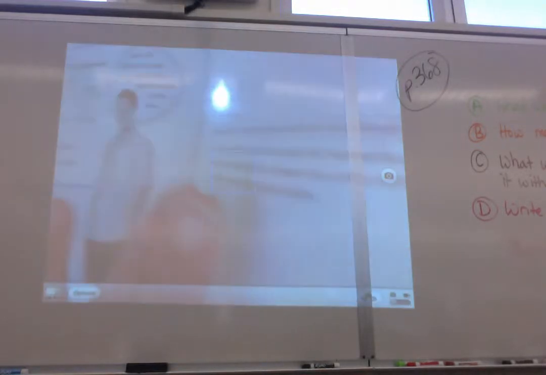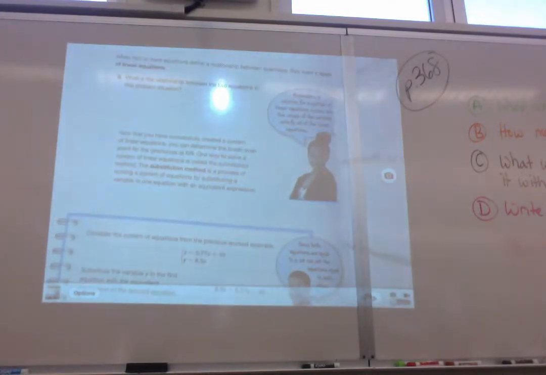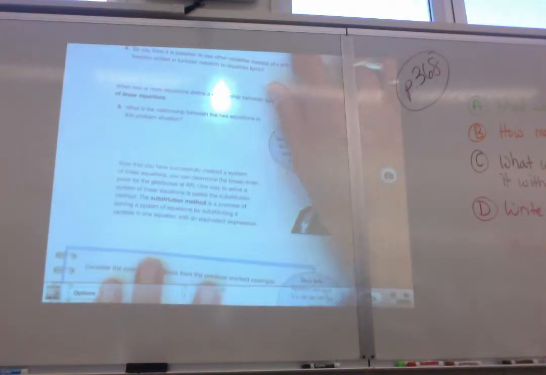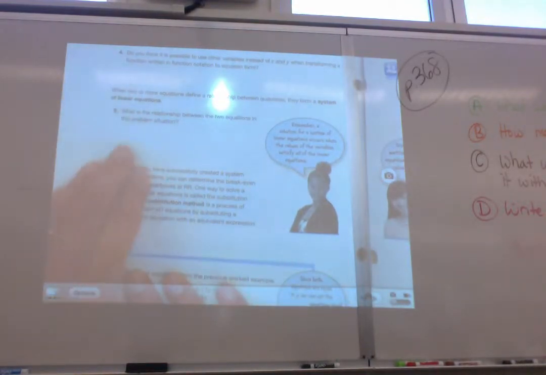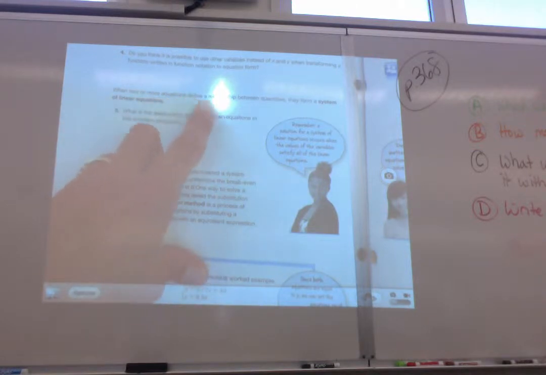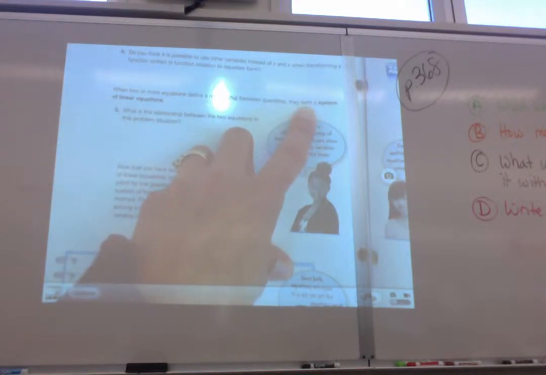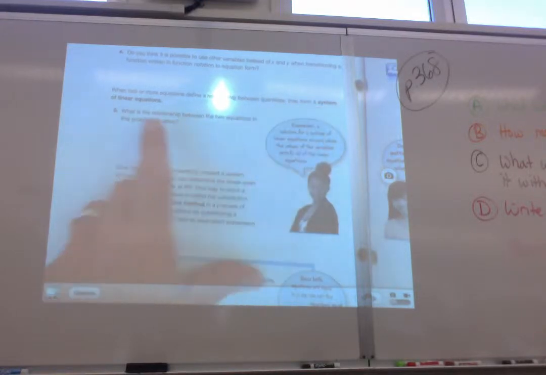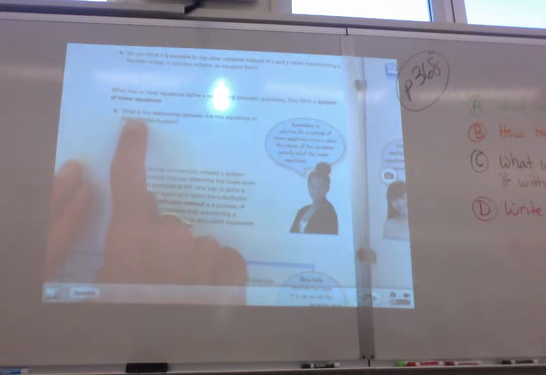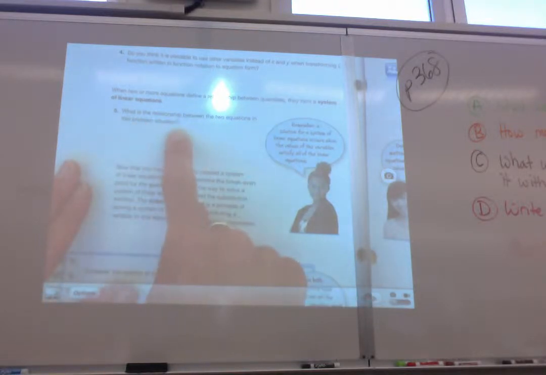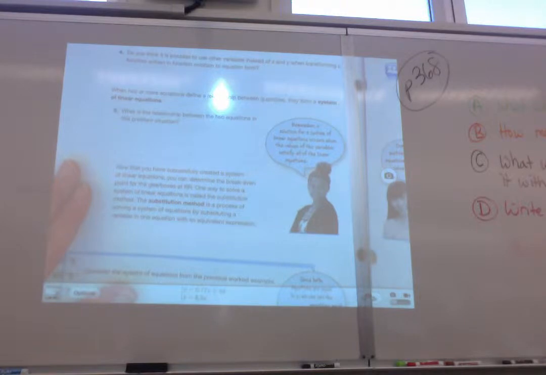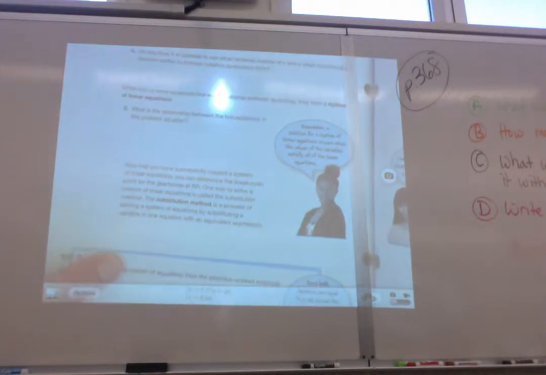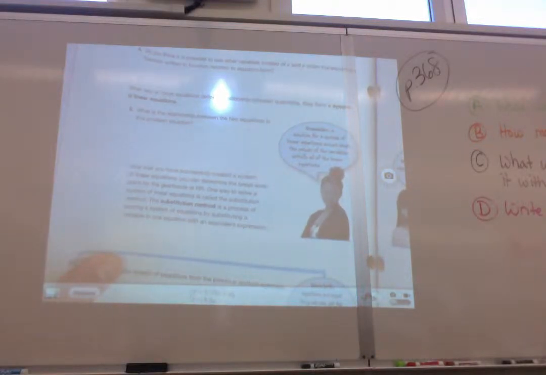Flip the page. When two or more equations define a relationship between quantities, Brody, they form a system of linear equations. What is the relationship between the two equations in this problem? Substitution method. Number 6. Analyze the solution. Okay, so they solved this.